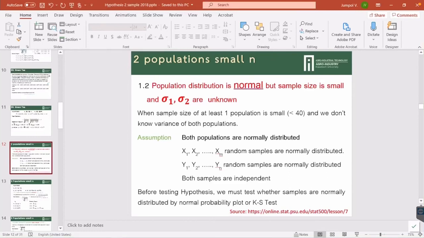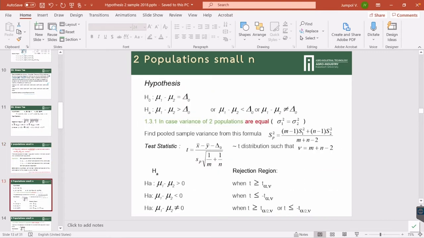Okay, if we have two populations with small sample size, one important assumption is that both populations have to be normal, and the variance can be unknown. Okay, so the formula is a little bit messy in both two cases.